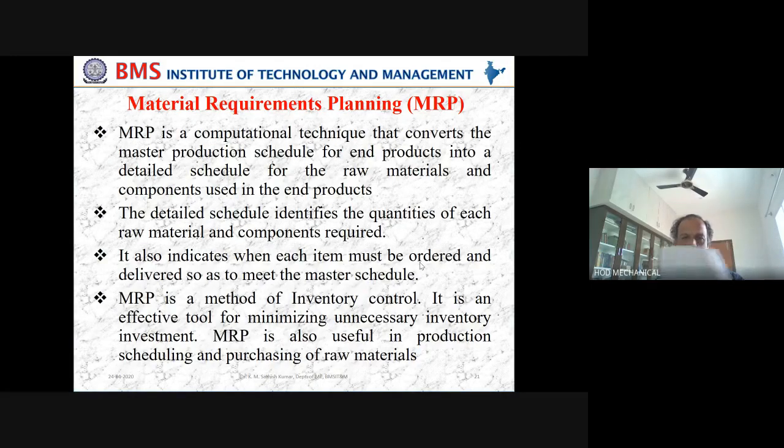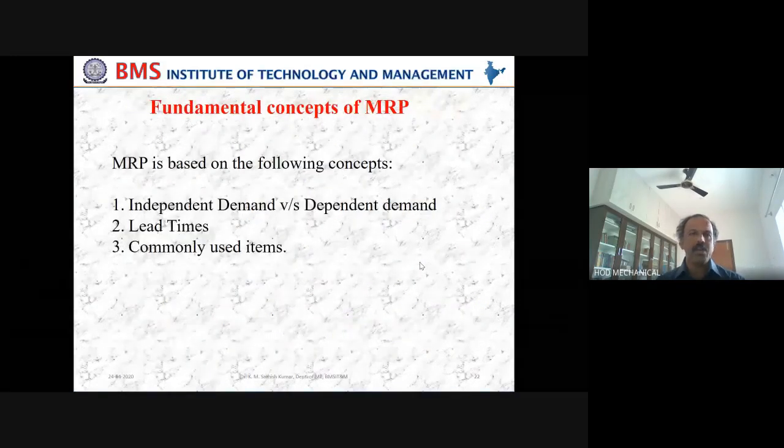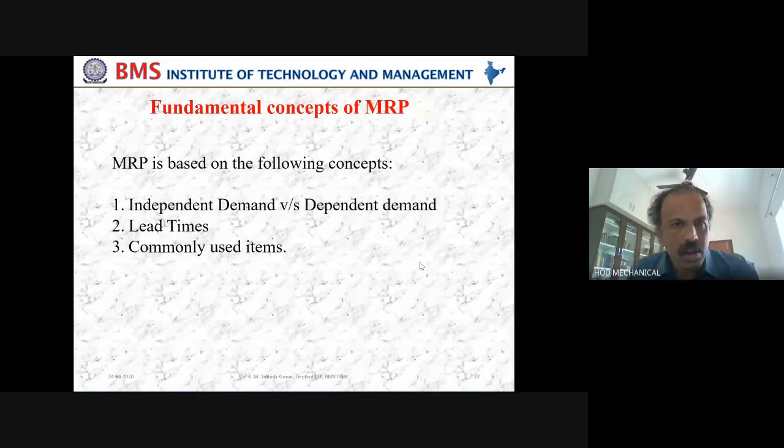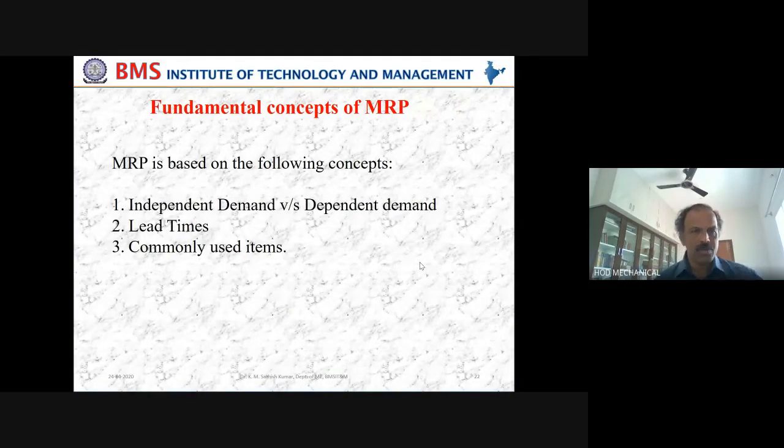Right. Then next is the fundamental concept of MRP. Now, all these things might be asked for some 5 to 6 marks in the examination. They may ask MRP directly, or the subsections under MRP might also be asked. So, fundamental concepts of MRP. Now MRP is based on the following concepts.